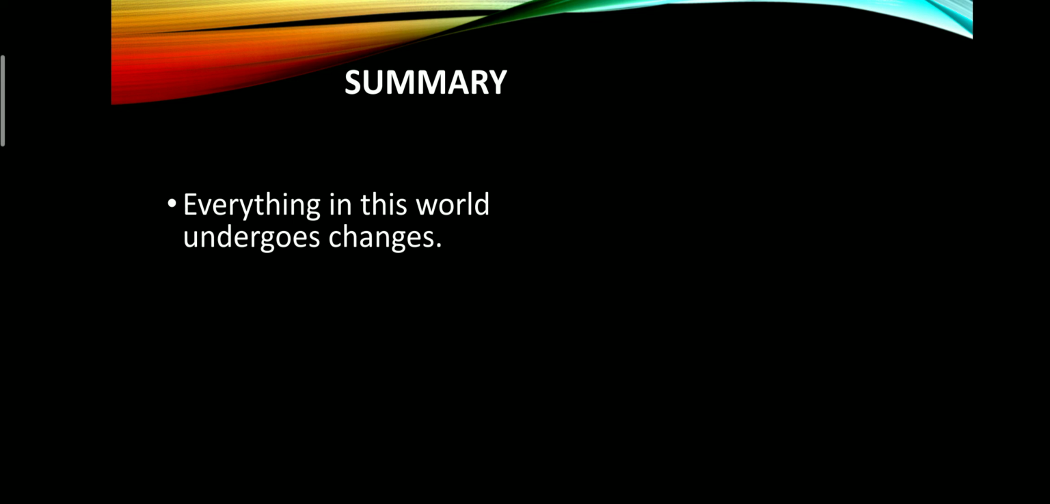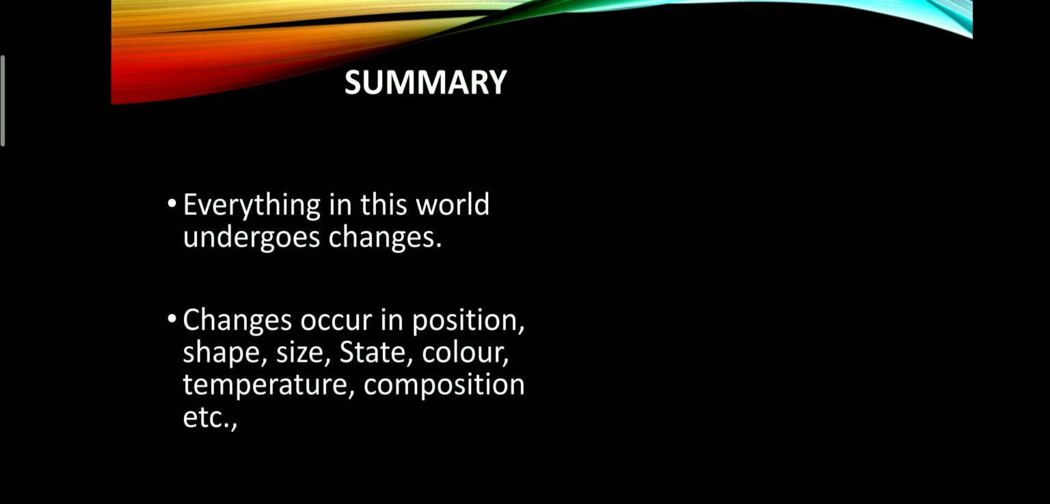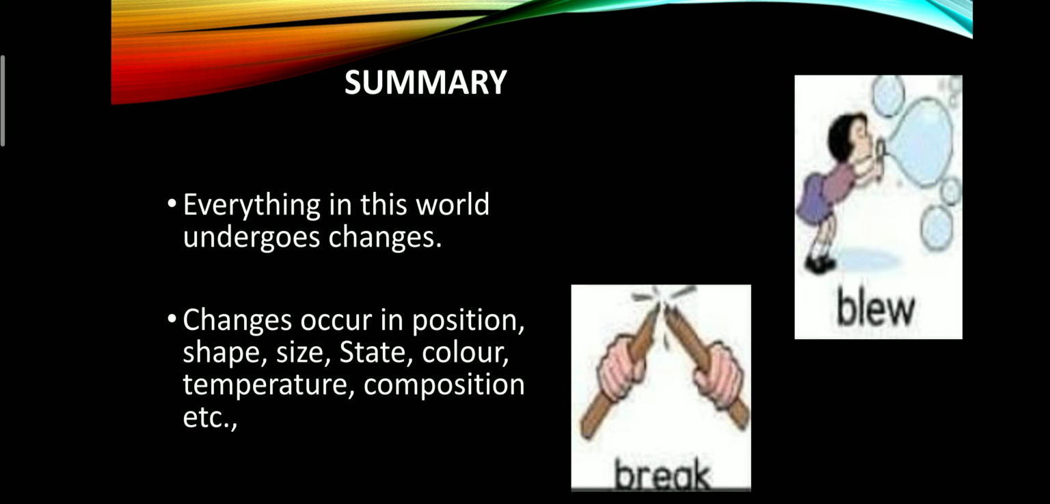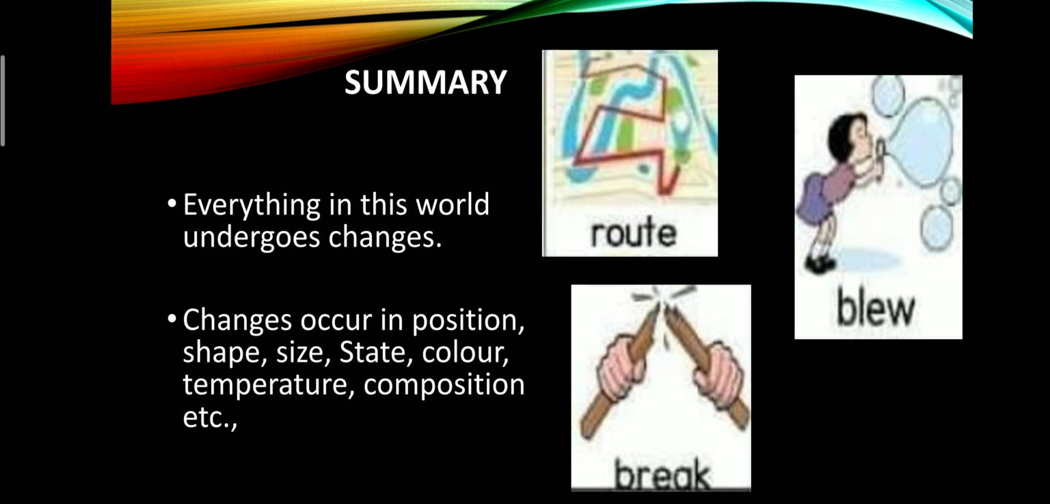Let's see the sum up. So everything in the world undergoes changes. Okay, nothing is stagnating, it is always changing. And changes occur in position or shape or size, state, color, temperature or composition. So it can take place in various ways. As human beings, we are learning to adapt to these changes.